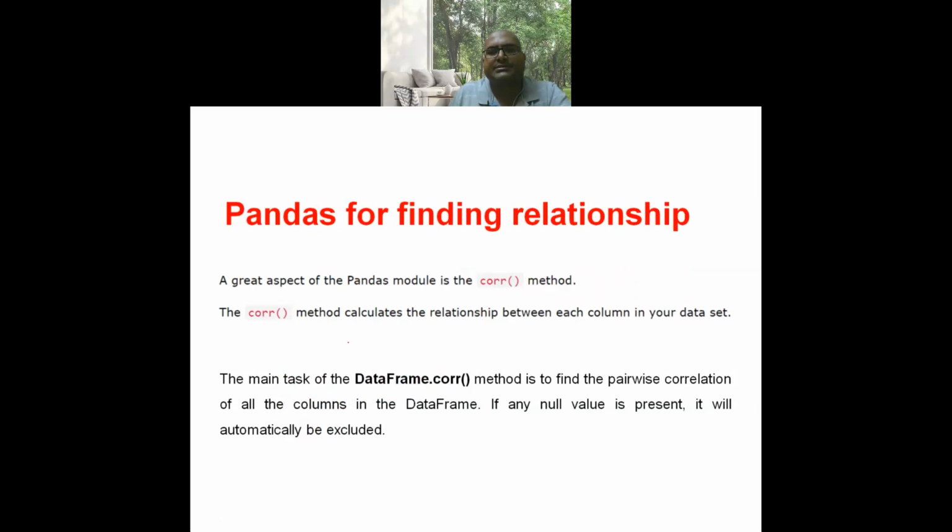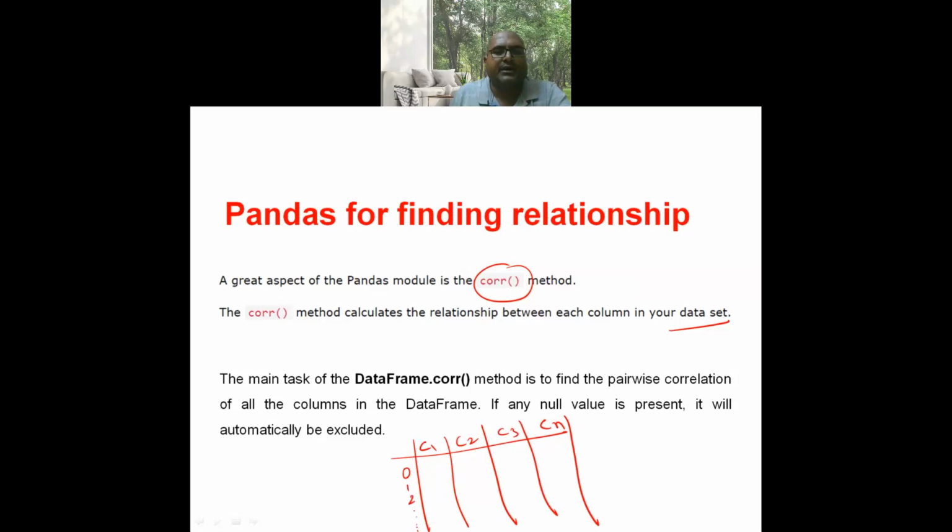Pandas for finding a relationship. You can determine the correlation between any two columns of your data set. For our convenience, just consider C1 as column 1, C2 as column 2, C3, and Cn as column n. You can specify the index values based on the number of data elements present in your data set. With the help of the correlation method, you can calculate the correlation between any two different columns.